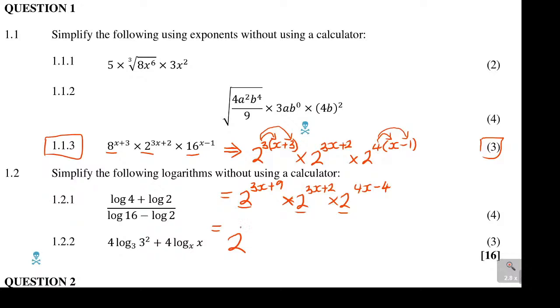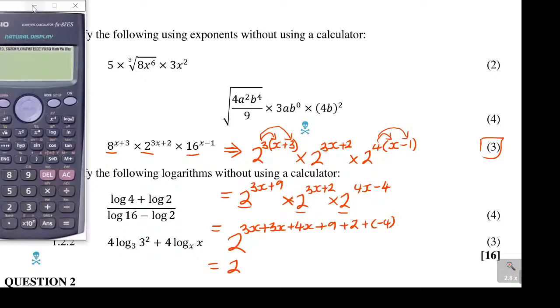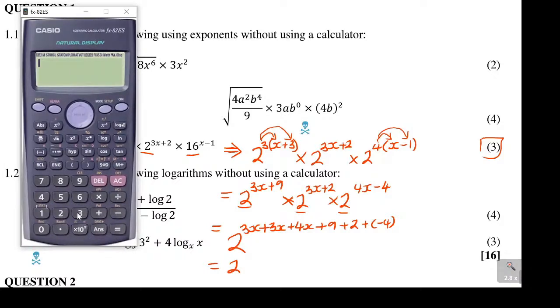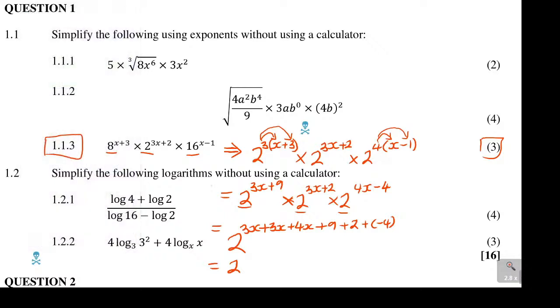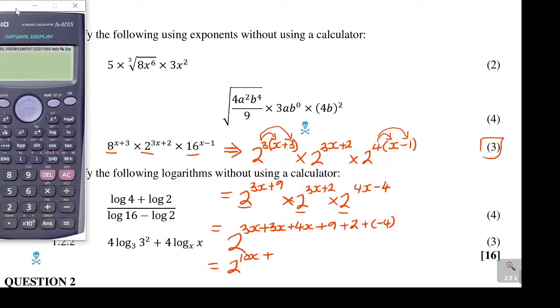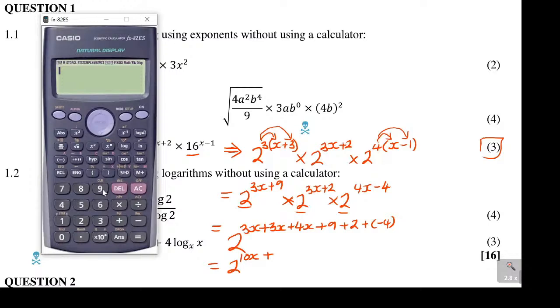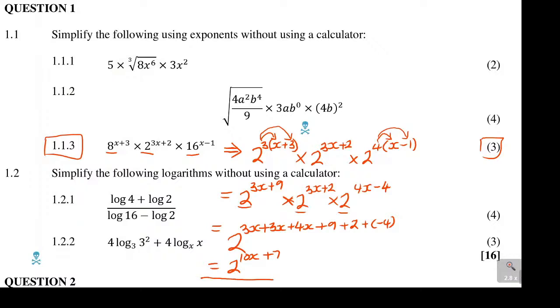So I'll take 3x plus another 3x plus another 4x, go for the numbers, plus 9 plus 2 plus negative 4. So it's 3 plus 3 plus 4, all right, I get 10 there. So I have 10x plus, then 9 plus 2 minus 4, which gives me a 7. So it's 10x plus 7. This is the final answer. You get your 3 marks for it.